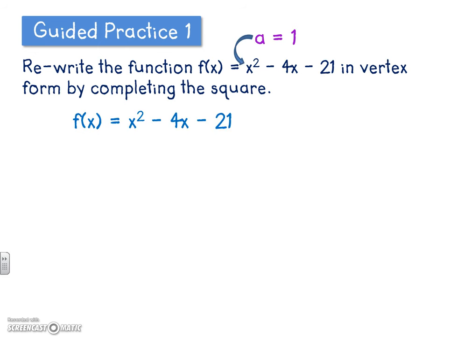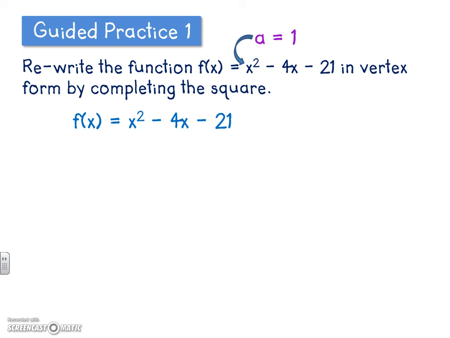We can just begin by completing the square. So I'm rewriting the function, and normally to complete the square, we would move the c term to the other side of the equation. But since this is a function, there is no constant on the other side to add 21 to, so we'll just keep it on this side and just move it over.